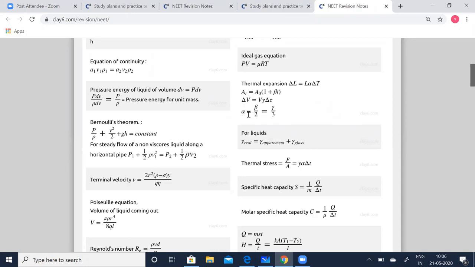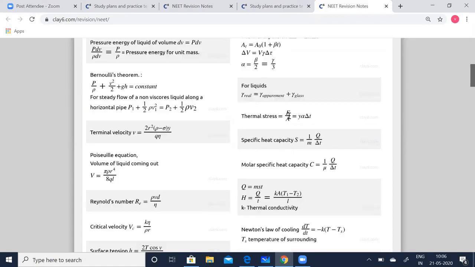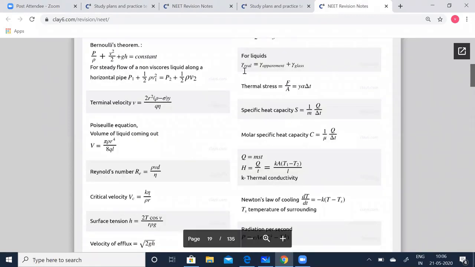The relation between the three, that is alpha, beta and gamma, is alpha is equal to beta by 2, which is equal to gamma by 3. For liquids, gamma real is equal to gamma apparent plus gamma glass, that is, through glass or through the liquid. We can put it as through liquid.